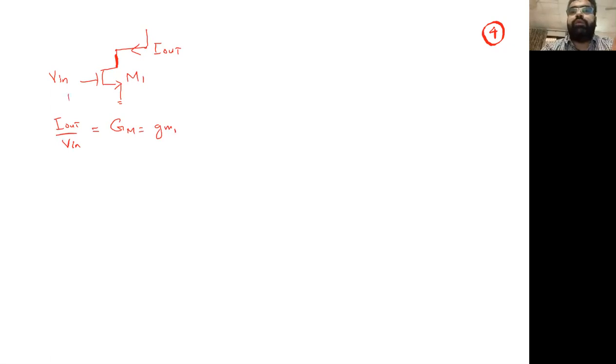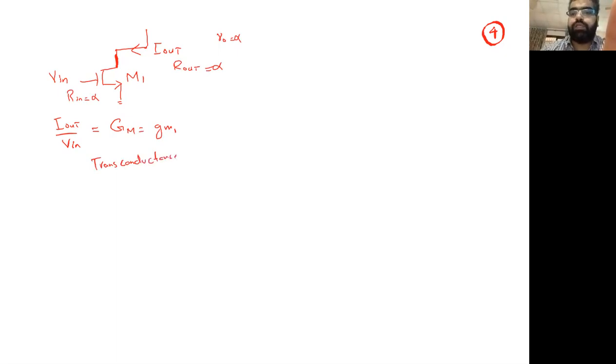So here what will be the input impedance? Ideally infinite. And what will be the output impedance? Ideally, at this moment we are also assuming R naught is infinite. Okay, so that's a transconductance for us.